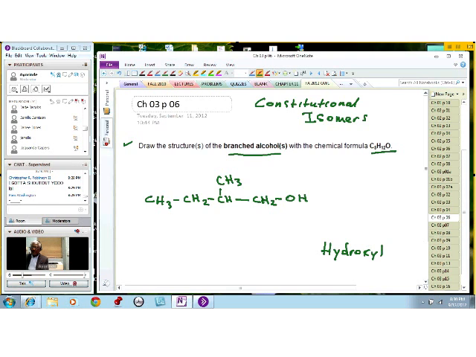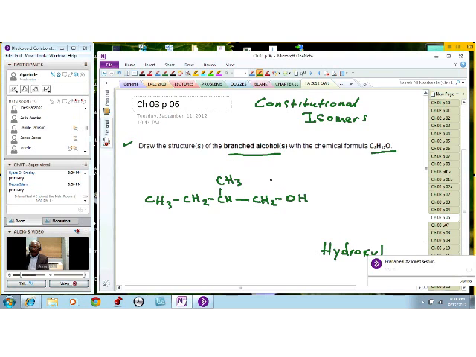Hydroxy group attached to a carbon atom. Okay? Now, supposing I ask you, what type of alcohol is this? Is this primary alcohol, secondary alcohol, or tertiary alcohol? Does anybody know what type of alcohol is this? Primary? Primary, yes. It is a primary alcohol because the hydroxy group, this oxygen here, is attached to a primary carbon.